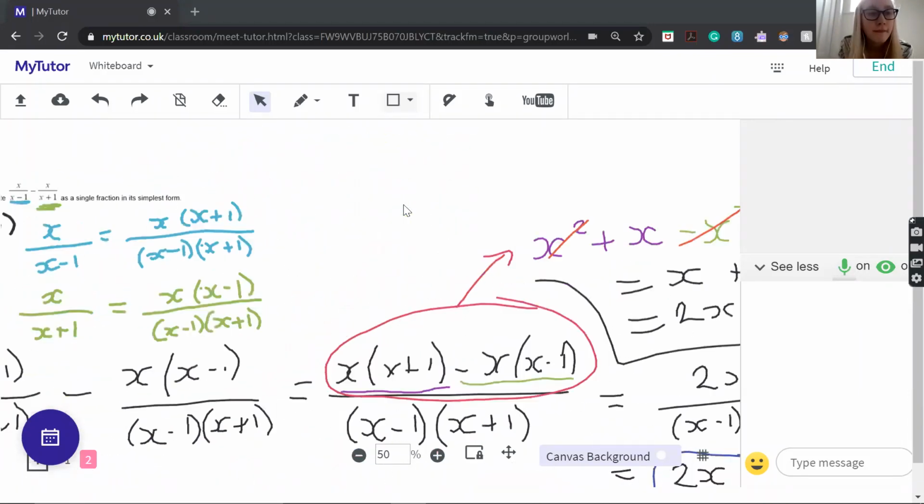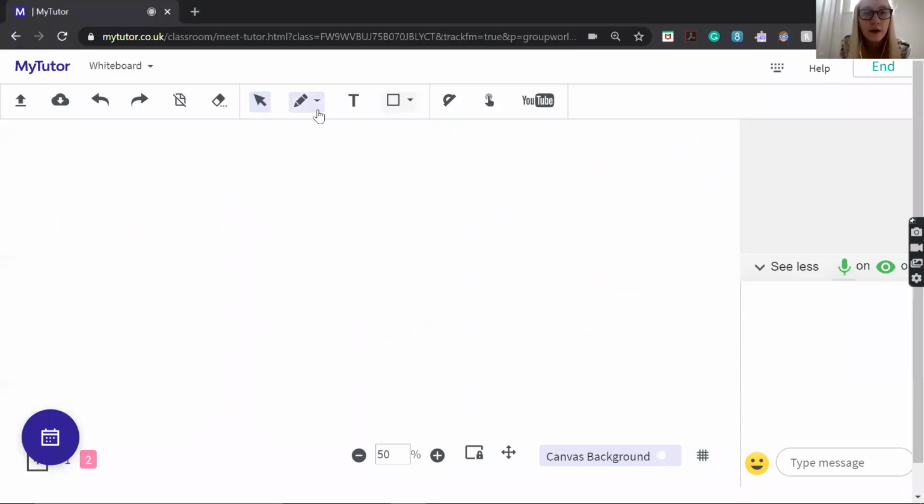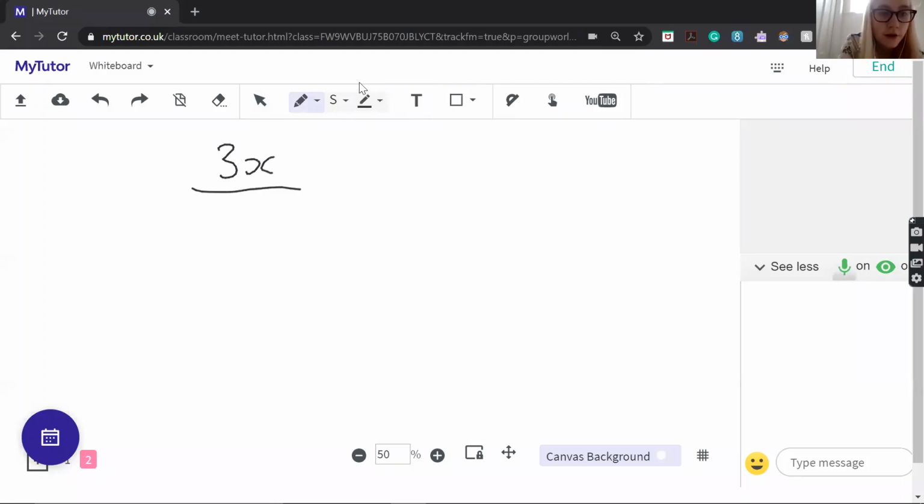Cool. Great. Okay, so I'll do another one of these about combining fractions then. I'll just come up with one myself. So we're going to look at combining 3x over x plus 2, plus, I'll do it with plus this time, 4 over x plus 1. And we want to know how to combine those into a single fraction.